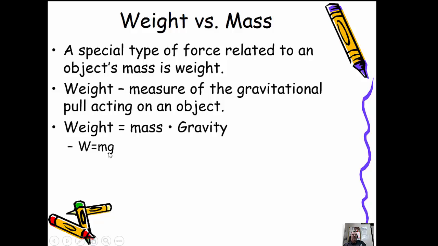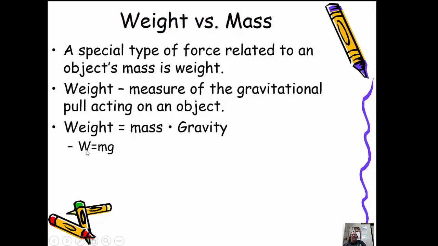W equals mg. Now, in your circle equation, if you go ahead and draw up your circle equation, weight will be on top, mass and gravity will end up being on the bottom. Now, I want to bring you back here to that equation. That is not a negative symbol. That is not negative. That's just me tabbing in here.